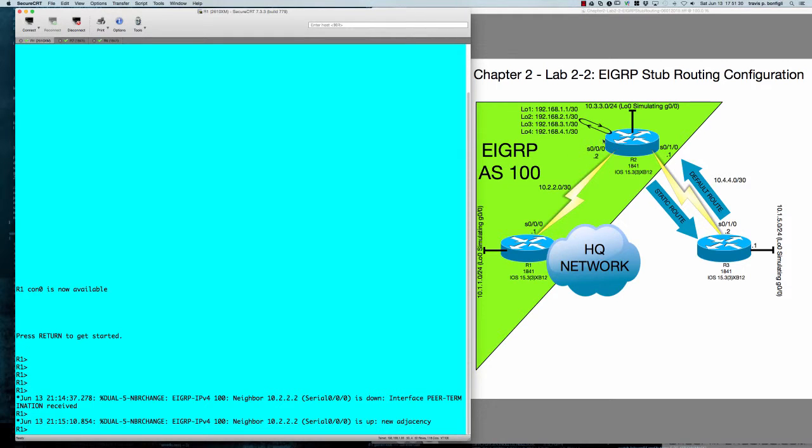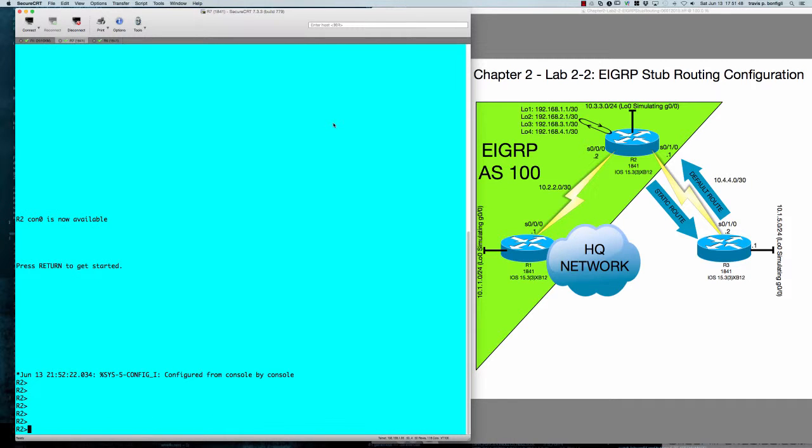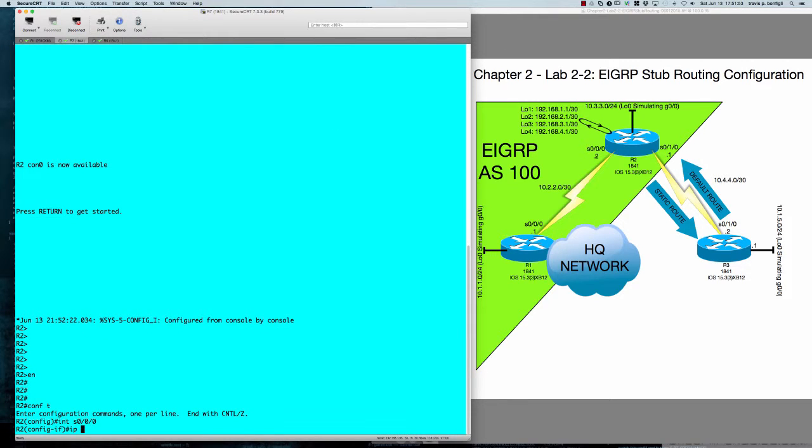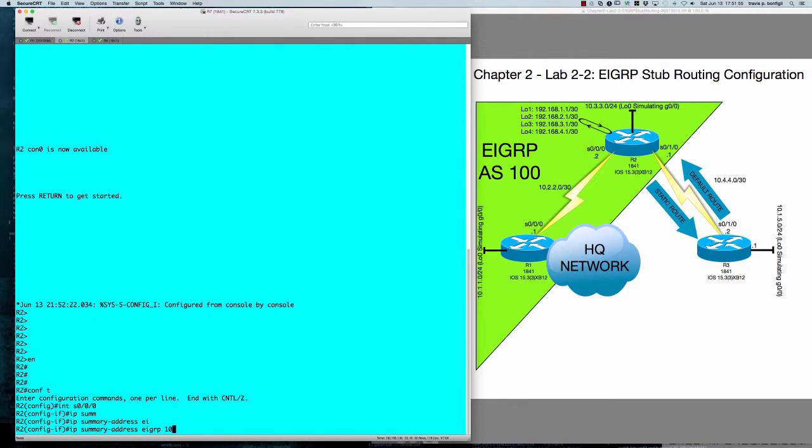As you can see, our topology over here to the right is still intact, and if you're following along in the 2-2 lab, I've configured step 2A. Now we're down to the summary configuration. On router 2, we're going to go into privileged exec mode, interface serial 0/0/0. I'm going to say ip summary-address eigrp 100 192.168.0.0 255.255.248.0 as our summary.